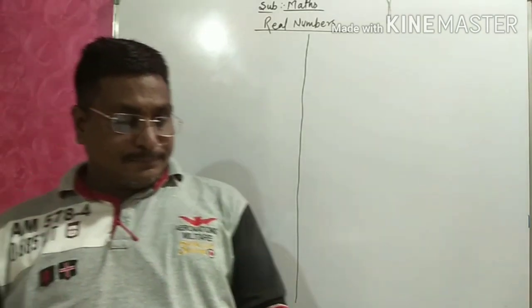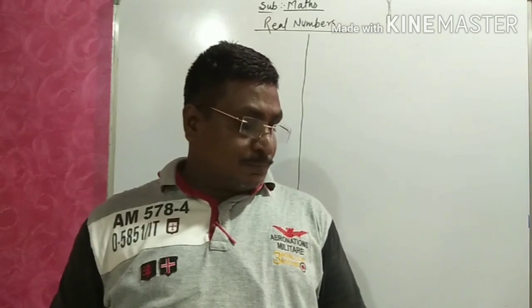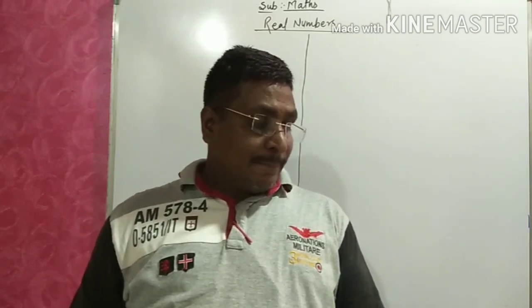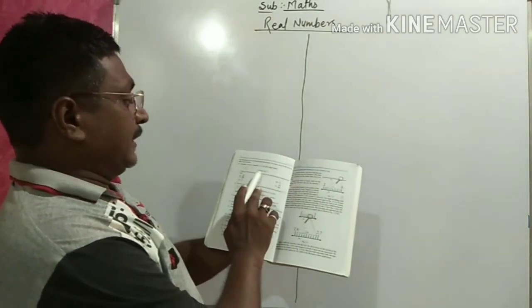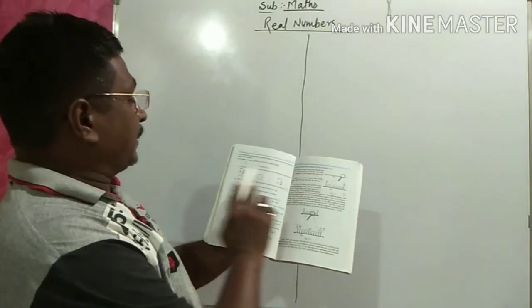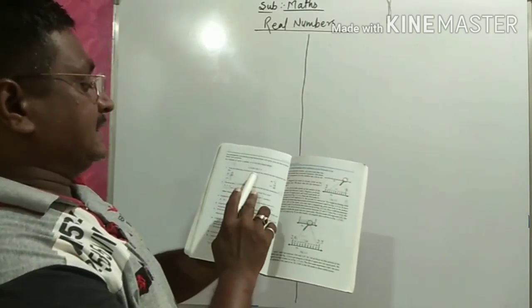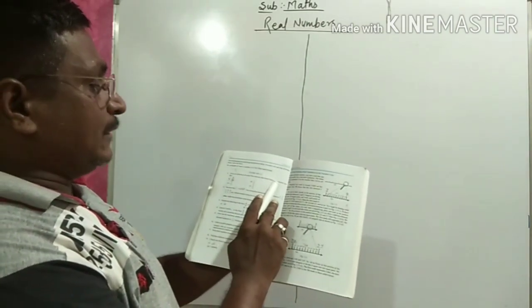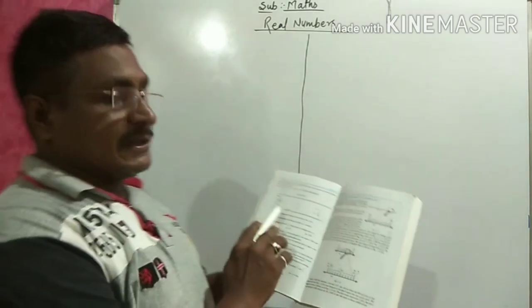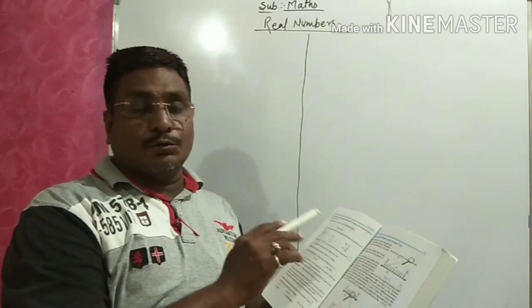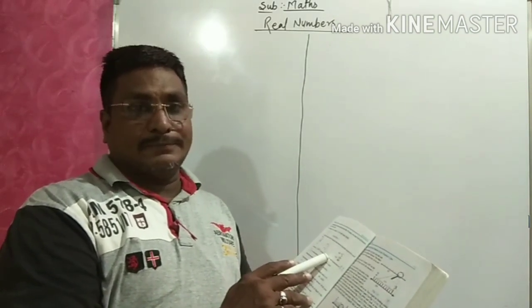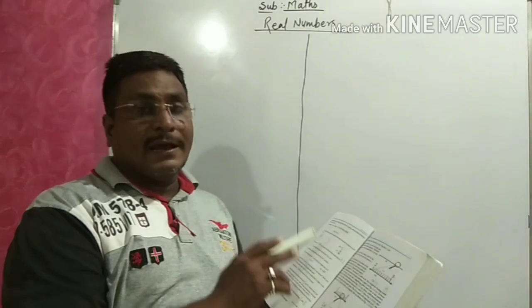So, exercise 1.3. In the first question, I explain how to do it. Write the following in decimal form and say what kind of decimal expansion each has. In the previous video, I gave an example of how to do this. Hope you understand how to convert.